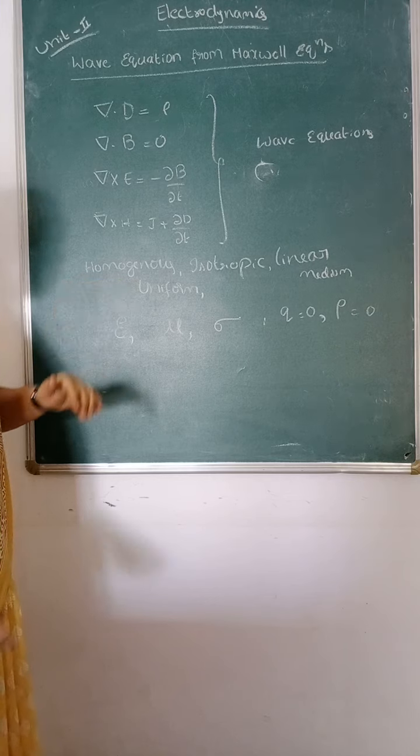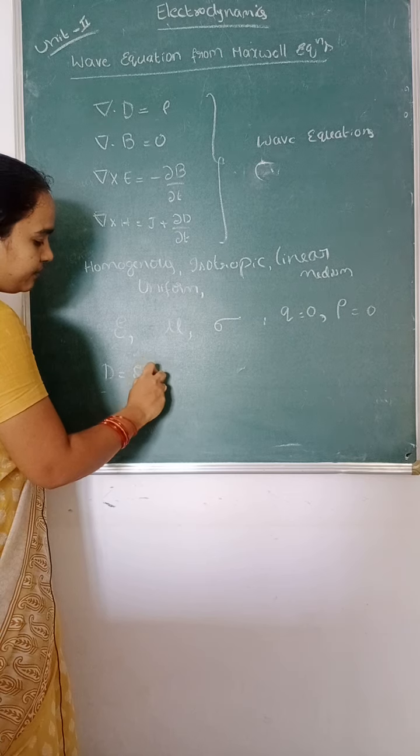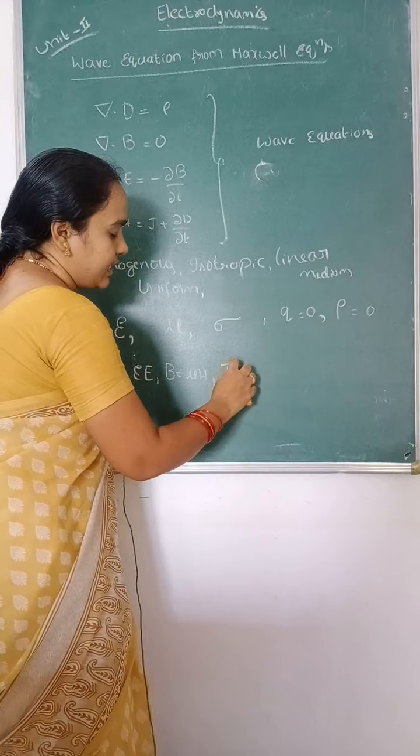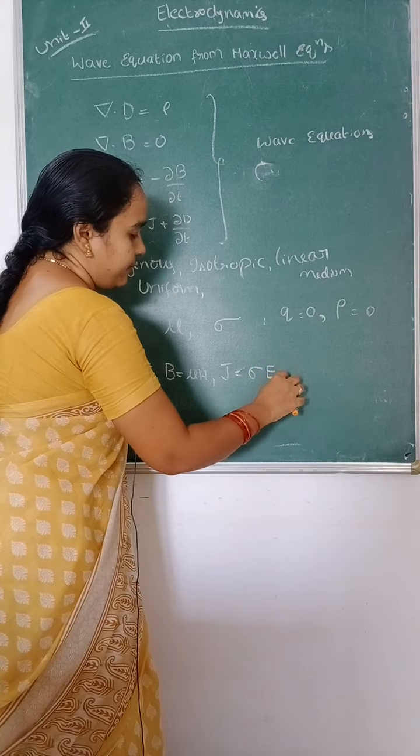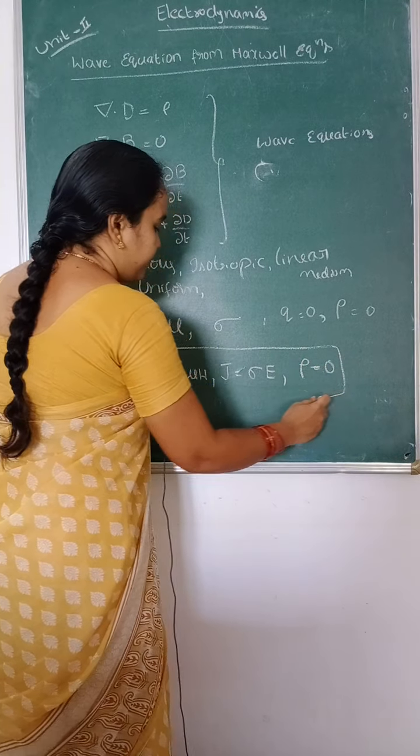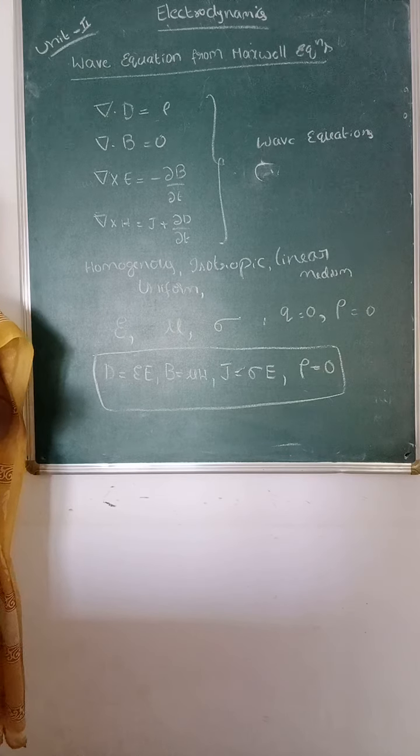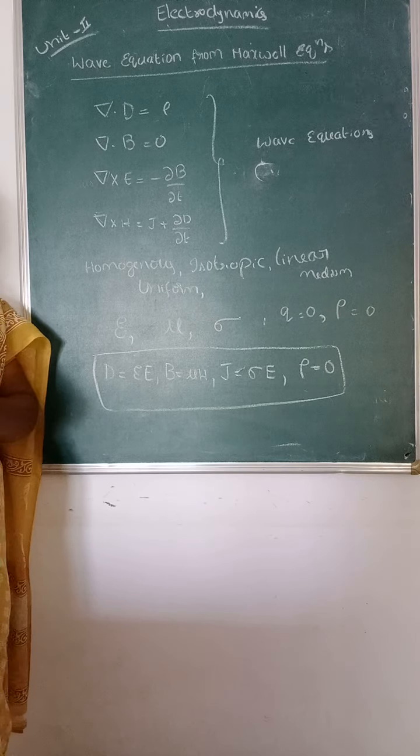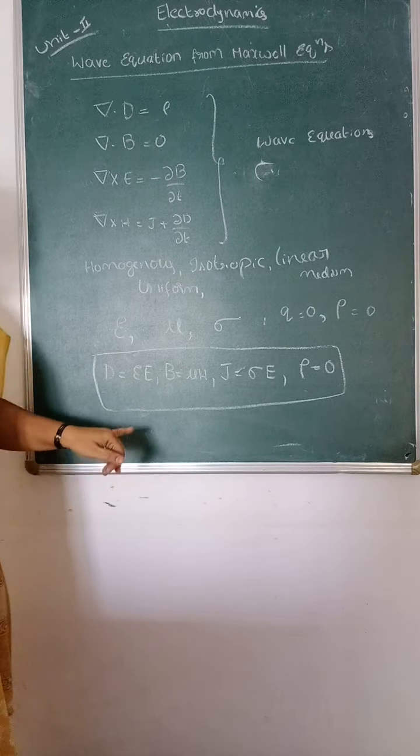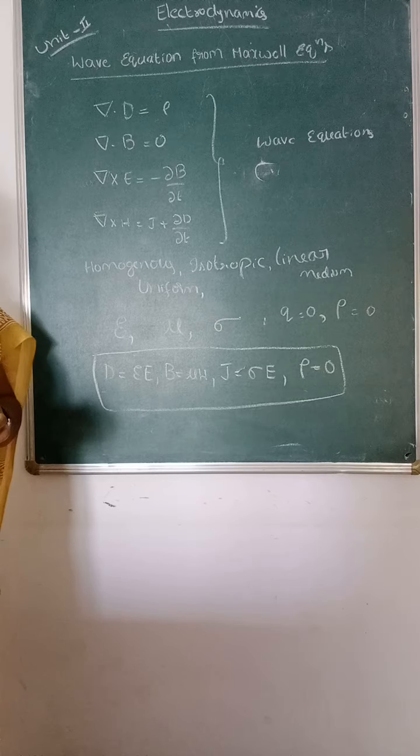Then for this particular medium, the displacement vector D is equal to epsilon E, B is equal to mu H, the current density J is equal to sigma E, and rho is equal to 0. So these are the characteristics of this uniform isotropic linear medium: D is equal to epsilon E, B is equal to mu H, J is equal to sigma E and rho is equal to 0. So let us substitute these characteristic equations in the above Maxwell's equations.